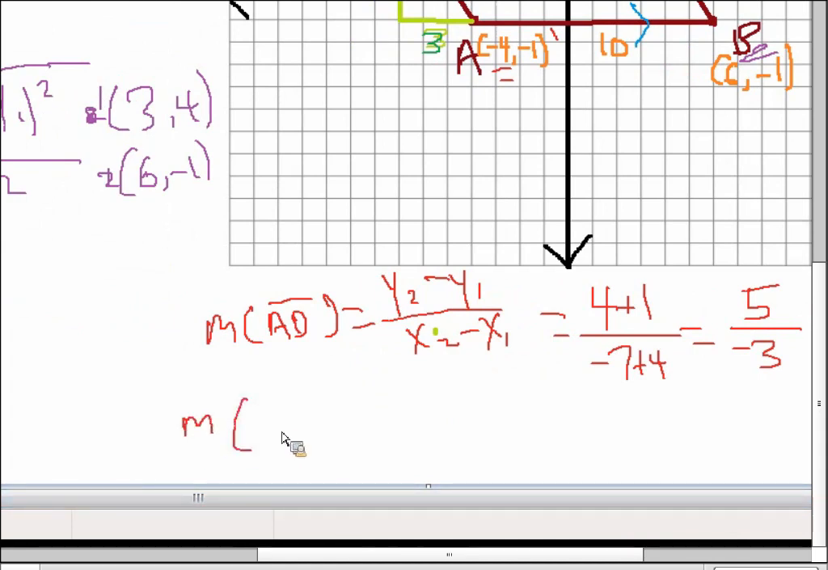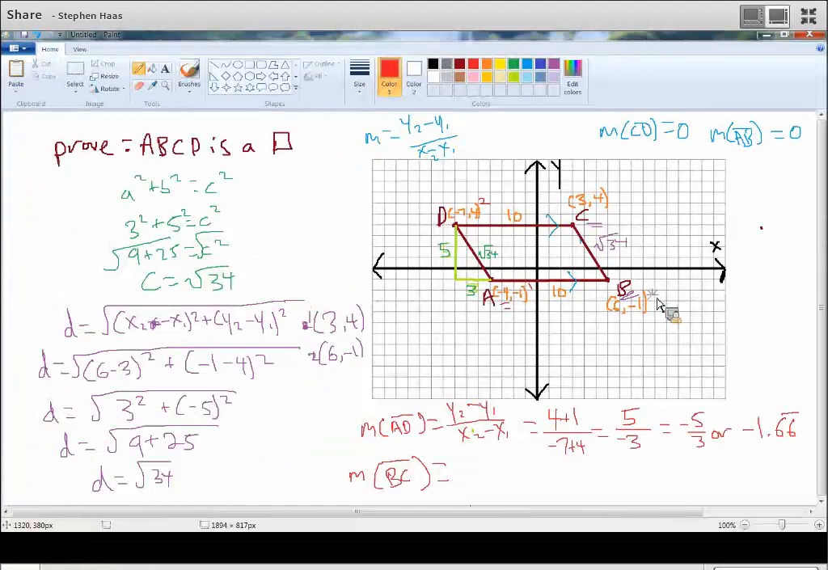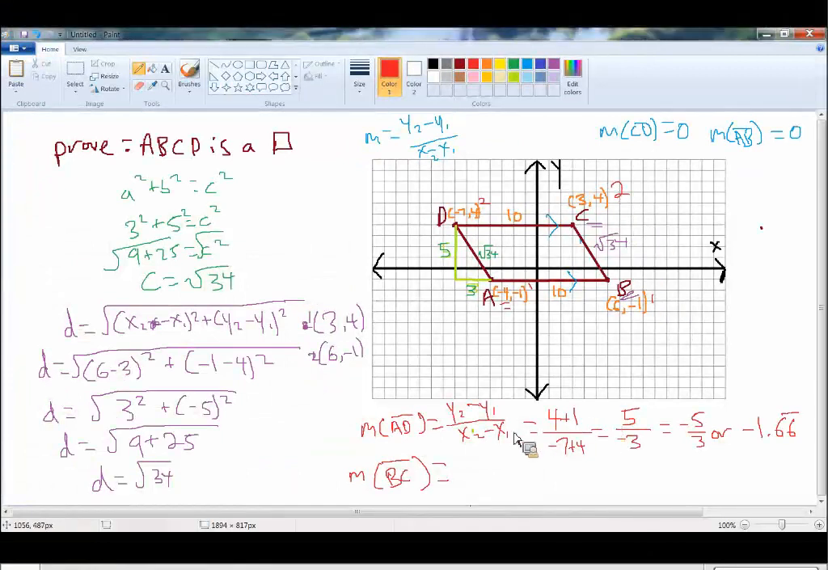Now let's take the slope of the other side. Let's take the slope of BC. All right. Well, we got 2 points over here. We'll call this our first point, this our second point. So we've got our second y, which is 4, minus our first y, which is negative 1, so overall it's positive 1, divided by our second x, which is 3, minus our first x, which is 6, which is 4 plus 1 divided by 3 minus 6 is negative 3, which is also negative 5 thirds or negative 1.66.